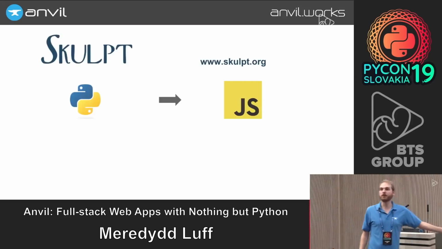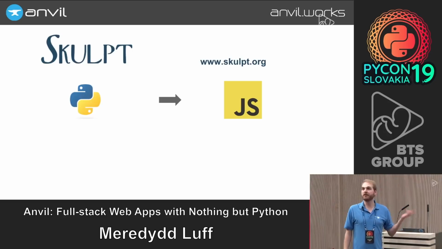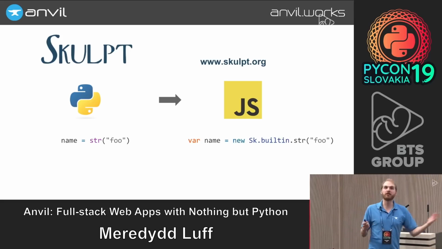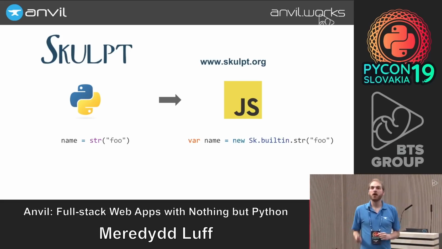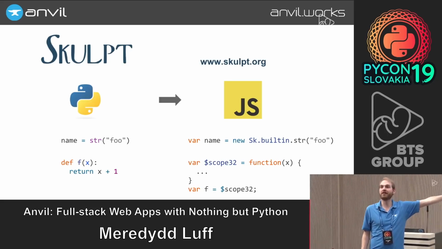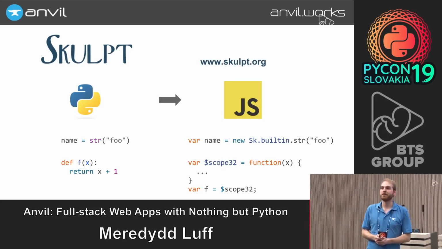Thankfully, there's an open source compiler called Sculpt. It's a Python to JavaScript compiler, and it does what you'd expect. You feed it a Python expression, and it will produce a JavaScript expression that does the same thing. You feed it a Python function, and it will produce, honestly, the ugliest JavaScript function you have ever seen, but it will do what that Python function does.